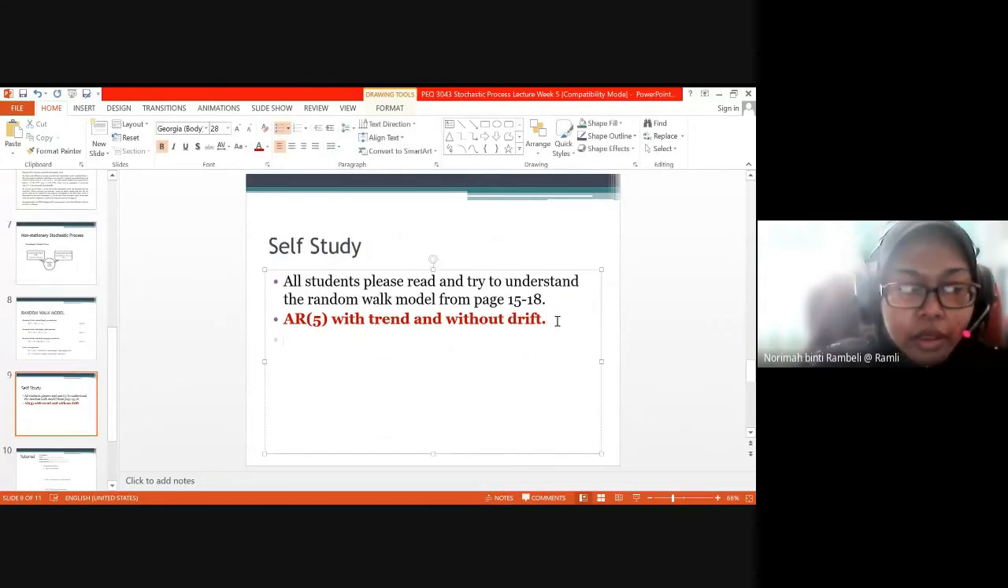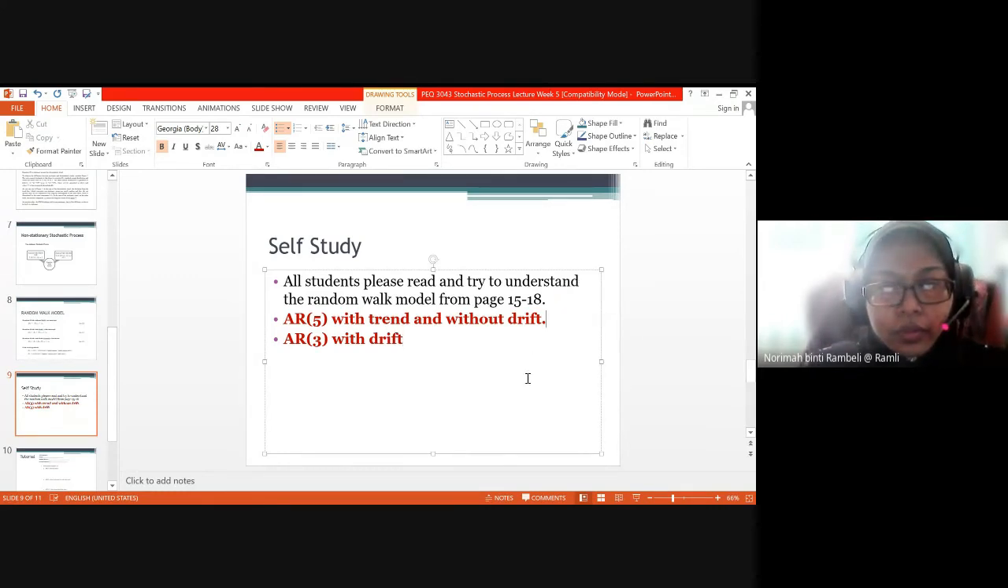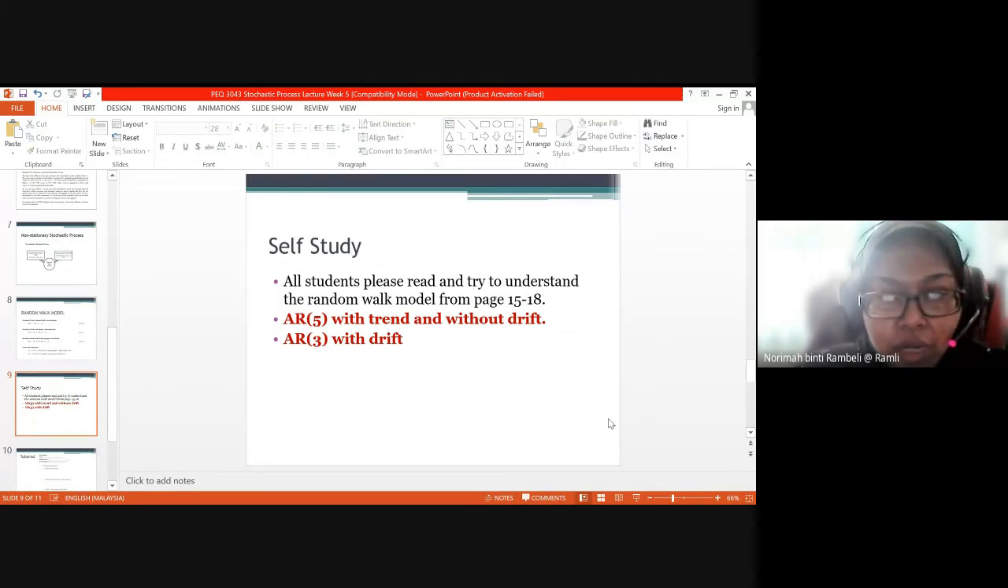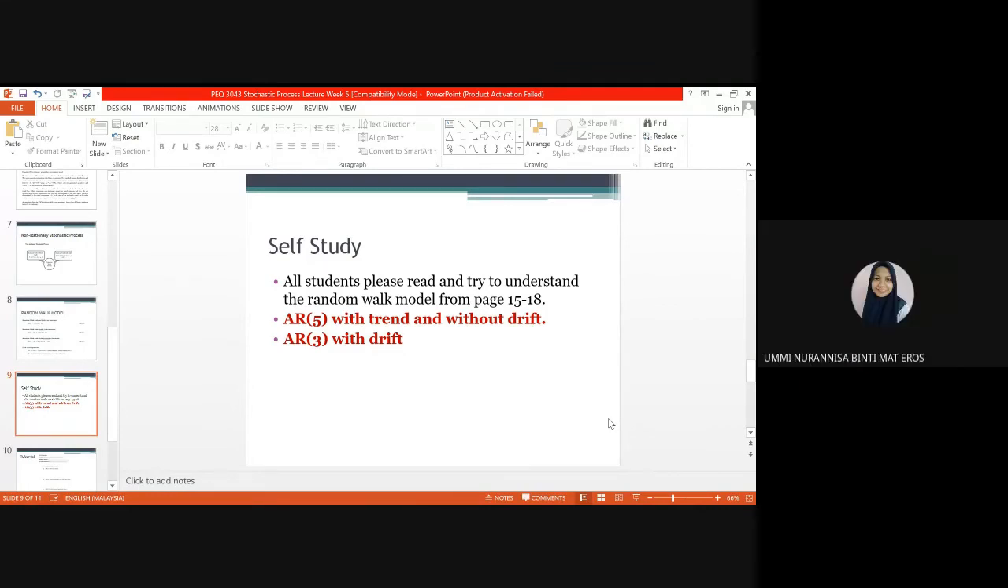Okay, let's go to the next. AR3 with drift. What is the meaning of AR3 with drift? Do you need to write about trend? There is no clue about trend. The question now asks you about AR3 with drift, no clue at all about the trend. So, do you need to write trend or not in the equation, guys? Do you need? No. Yes or no? No. Okay, correct. No trend.